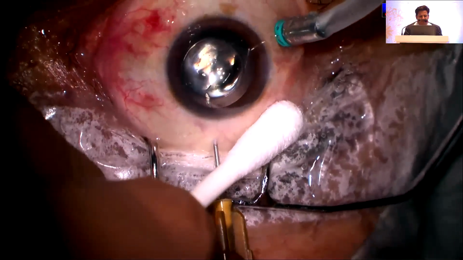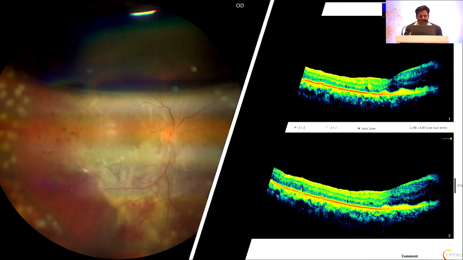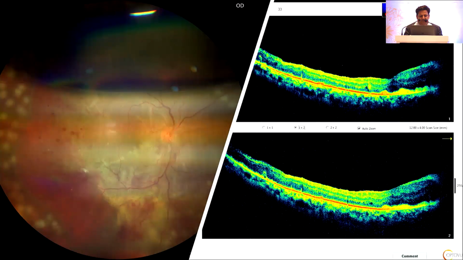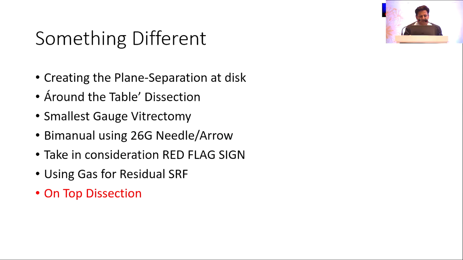So what I just do is I just inject a small gas bubble and then give a prone position to the patient. This is 1 day post-op. You see the retina has flattened, the fluid has moved to the periphery and gets absorbed sooner. And this is 6 weeks post-op. The patient's vision had improved to 6/9. And this works for me very nicely.